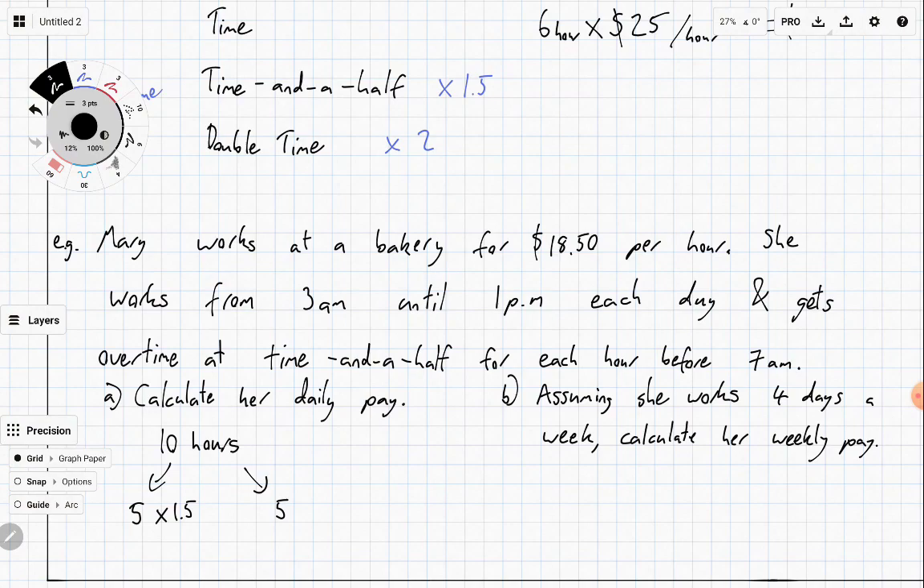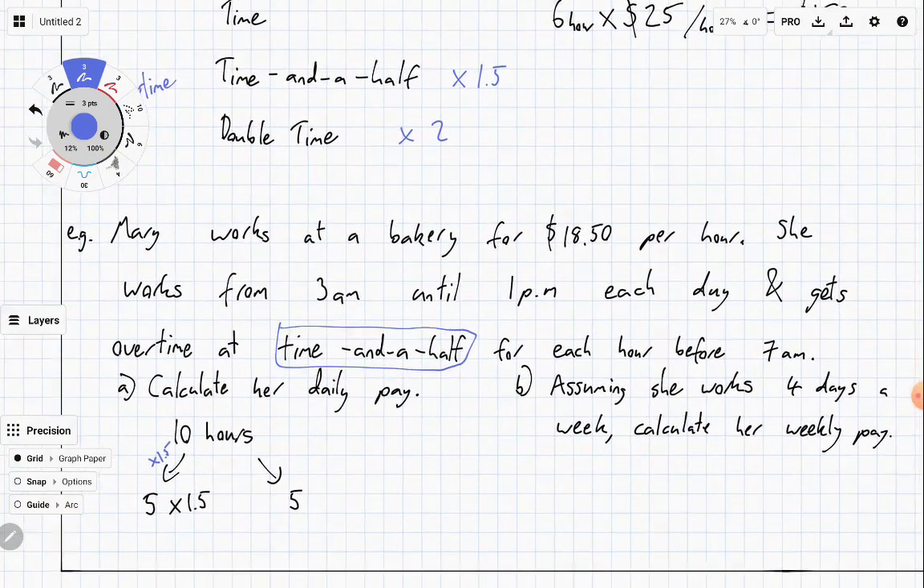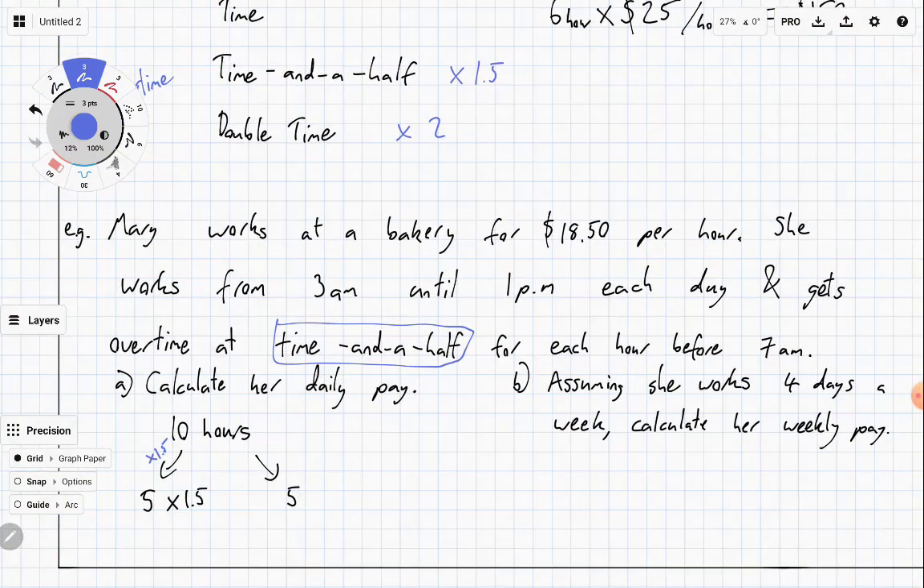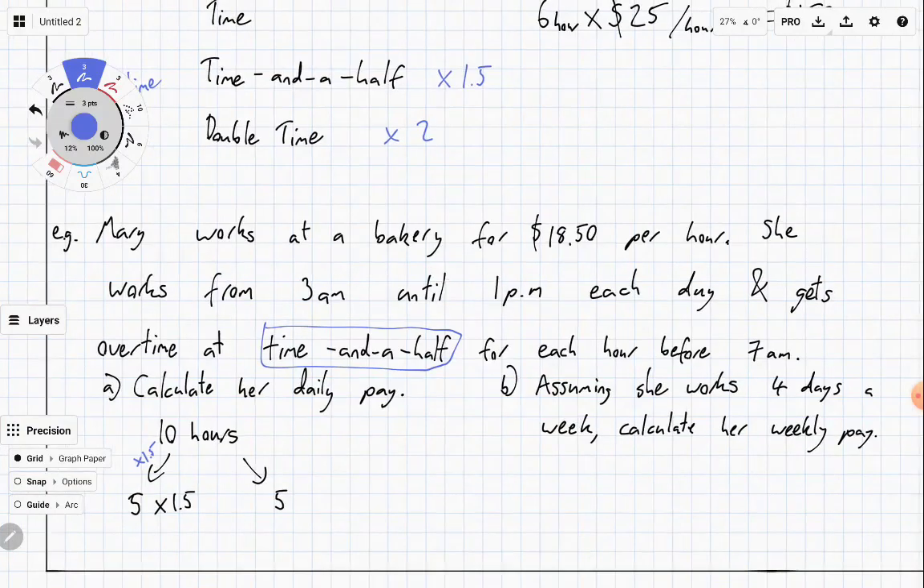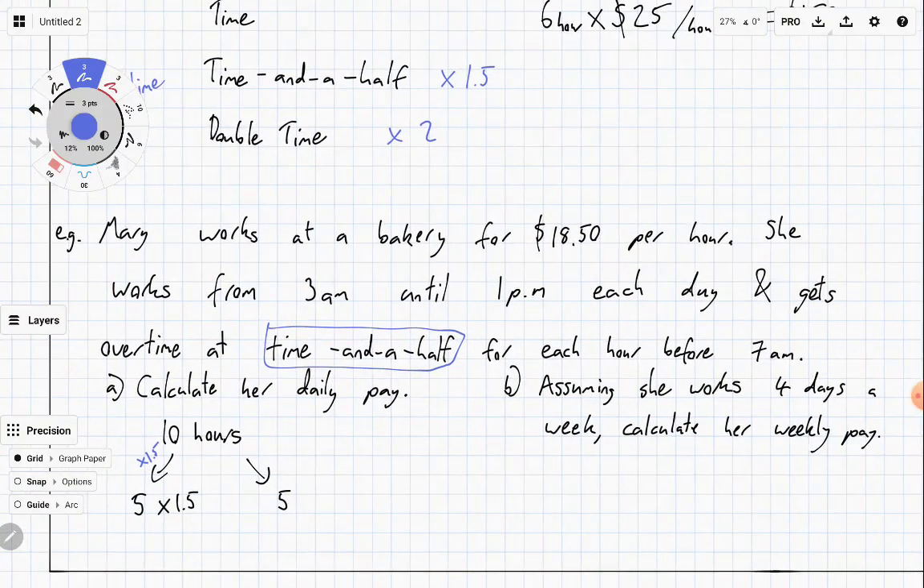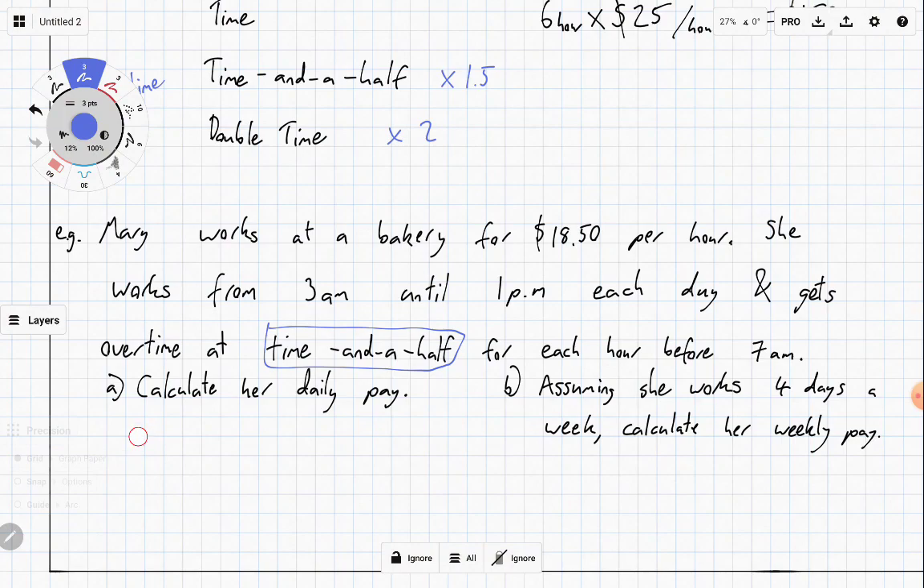Okay, so this is the time and a half, whereas the other is just standard time. The other 5 hours are just standard time. Alrighty, so to work out her daily pay, well, we just need to multiply each of these by their hourly rate. So let's do that. Alrighty, so 10 hours in total, 5 hours at time and a half. So that's going to be 18. Yeah, let's do this in blue.